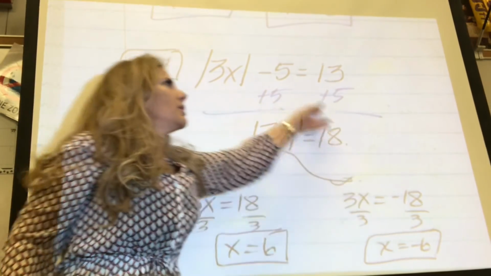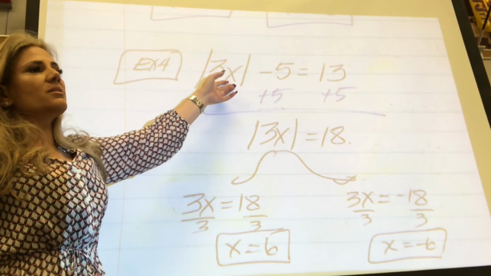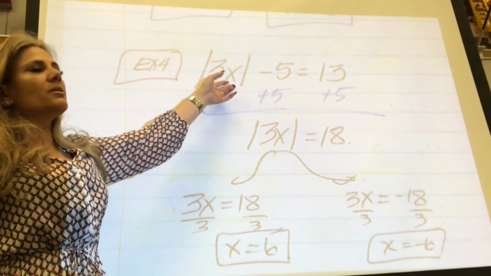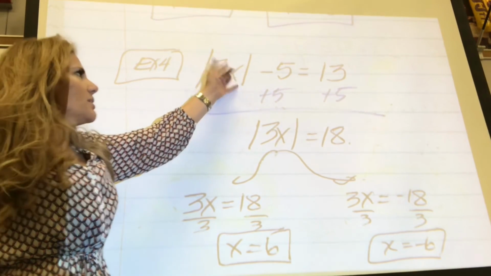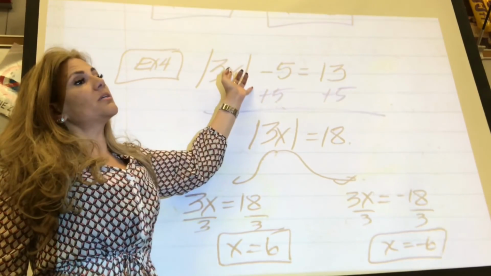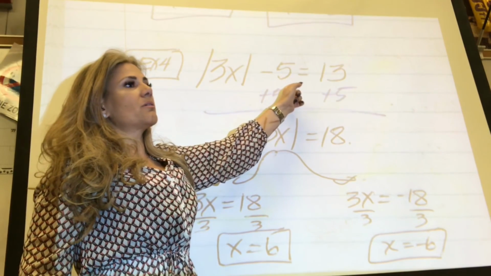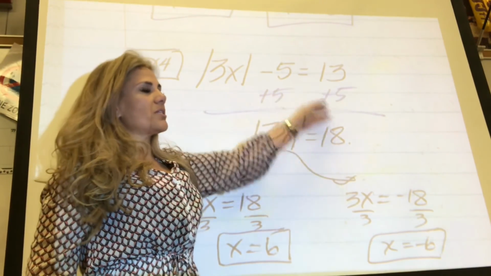Ready? Negative 6 times 3? One more time. Negative 18. Absolute value of negative 18? 18. 18 minus 5? 13. Nicely done. Give me a summary, please. Today I learned.